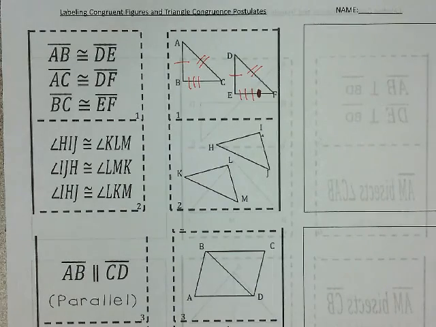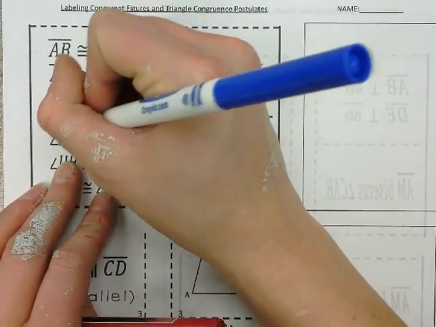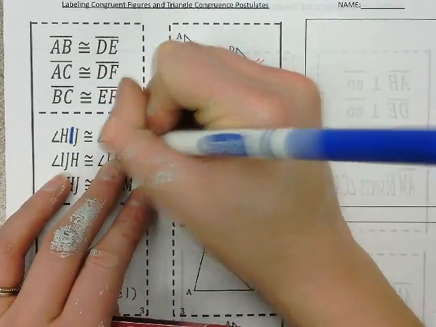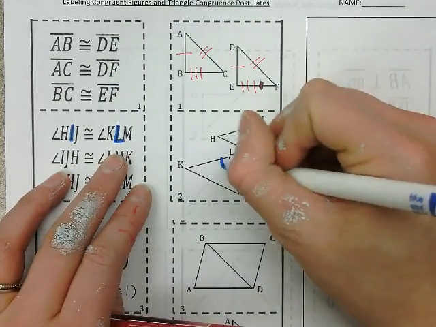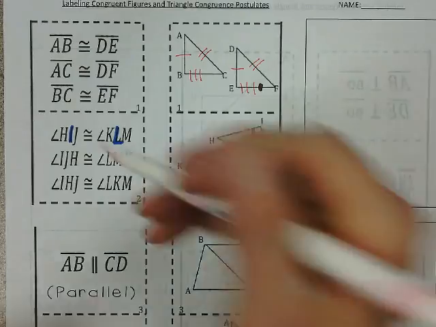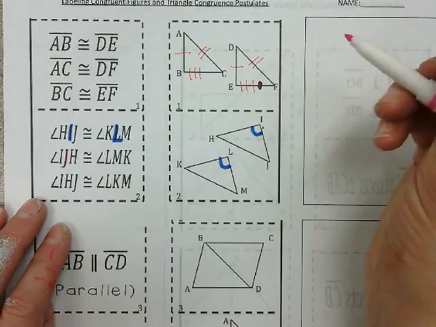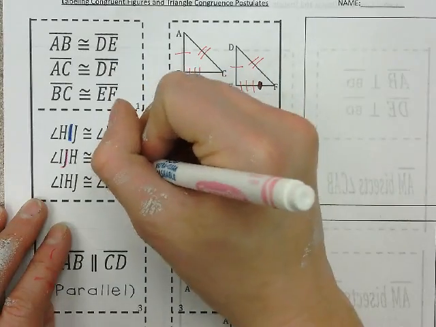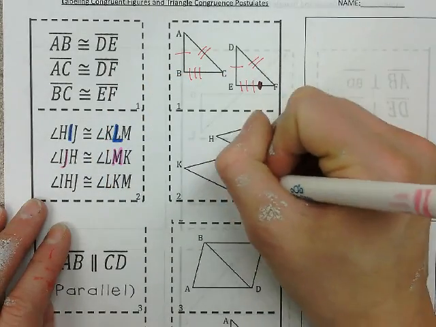All right. Angles. How do we show angles are congruent? You put the triangle. No, I lied. The arcs, right. The arc. HIJ, so that is this one. KLM. Okay. IJK. LMK.